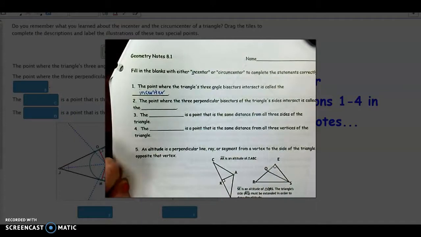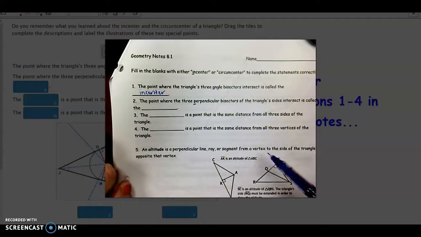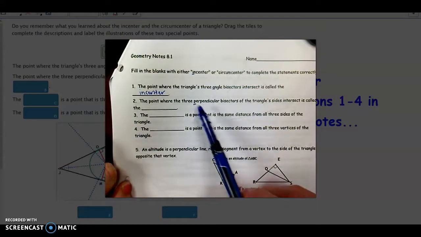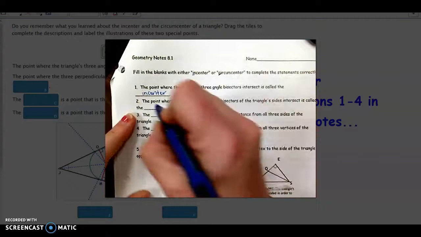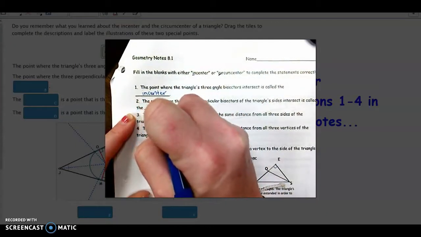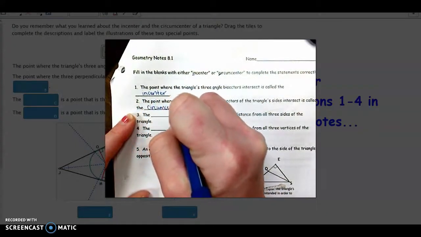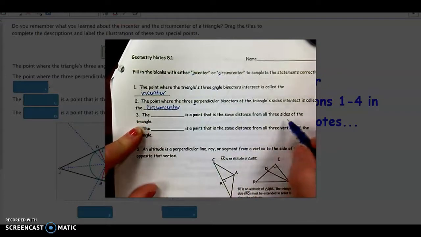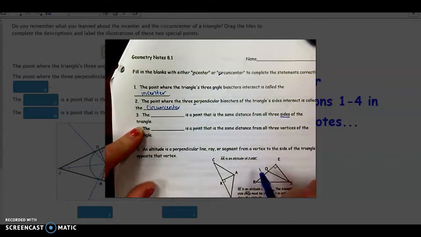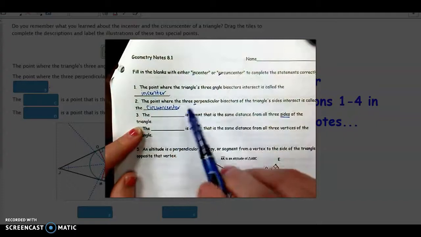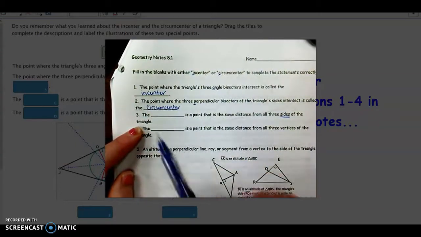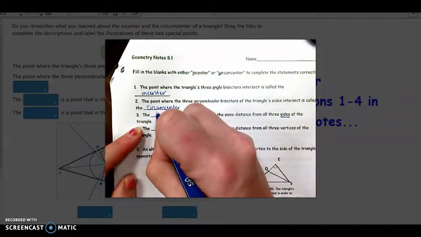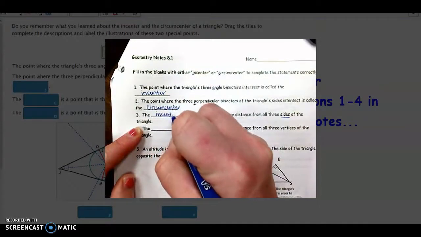The point where the 3 perpendicular bisectors intersect of the triangle is called the, that starts with consonant. We match it with consonant. It matches the circumcenter. So angle bisectors intersect at the incenter, perpendicular bisectors intersect at the circumcenter. Which one is the point that is the same distance from all 3 sides? Remember, the incenter is the center of the inscribed triangle and it touches all 3 sides. So it's the incenter that is equidistant from the sides.